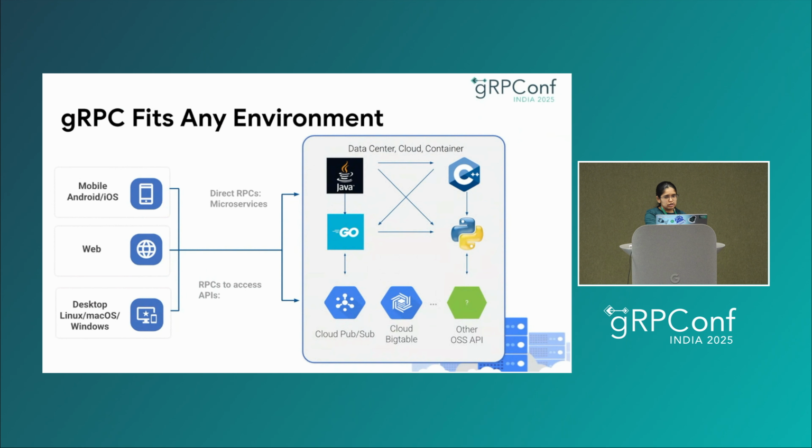gRPC is widely used across various platforms, including mobile, web, and desktop applications, and it connects seamlessly with different backend systems. So this makes it an ideal choice for building microservices and distributed applications, whether they are on premises, in the cloud, or within containers.